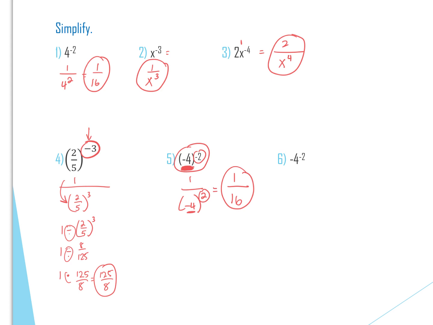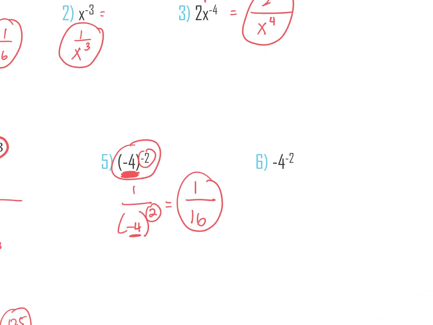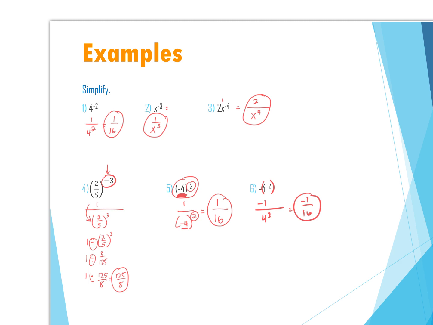When we go to number 6, notice it's a little different. Notice that the negative 4 is not being raised to the negative 2 power. Really, only the 4 is. The negative is just kind of still there. So we make it negative 1, and then 4 to the negative 2 power is the same as 4 squared. So negative 1 over 16. And that's how you get that answer. Okay, some of you guys like to see this as negative 1 times 4 to the negative 2 power, which means negative 1 over 4 squared, or negative 1 over 16. And that works as well.